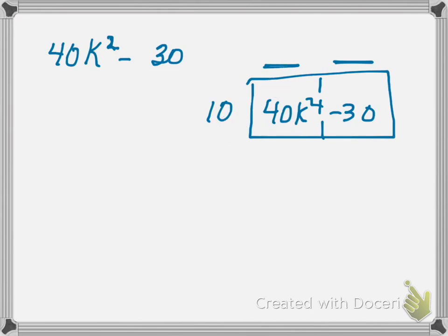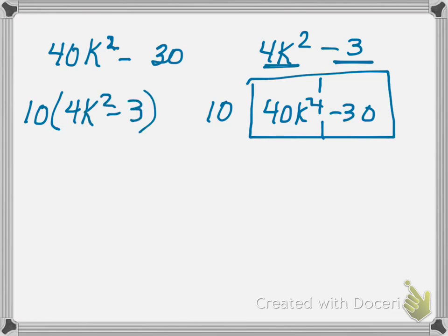So 10 times a 4 and a k squared would give you a 40k squared. What times 10 will give you a negative 30? A negative 3. So now you have to write your answer in terms of length times width. And that is your answer for factoring this problem.